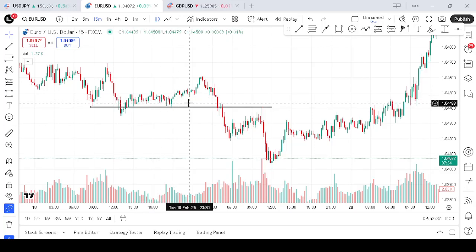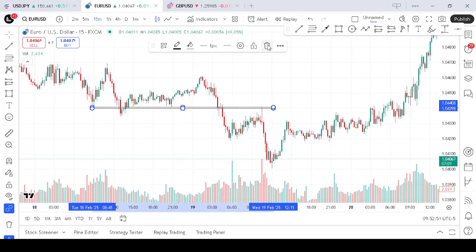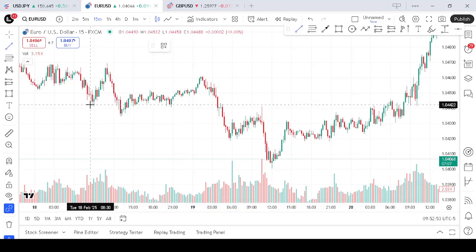When you spot this level, draw a horizontal line to mark them clearly on your chart. The more times price touches this level, the more reliable they become as a potential breakout point. So let's use a horizontal line to make it easier. This is the horizontal line.